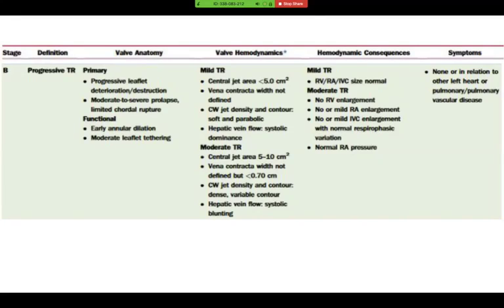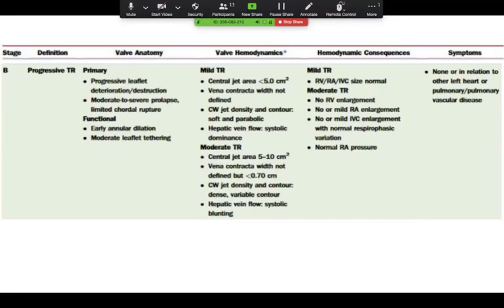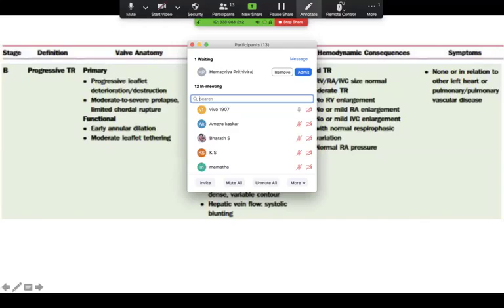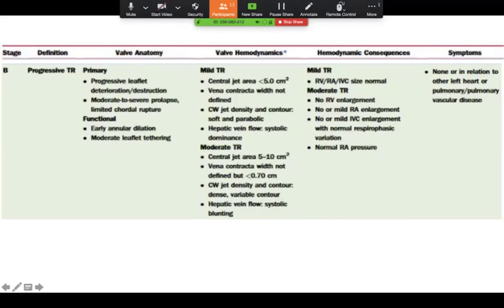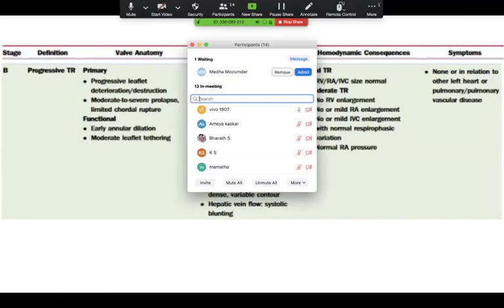So as a consequence, the hemodynamics in mild TR would be that all the chambers like RA, RV, IVC sizes will be normal. Whereas in moderate TR, even though RV enlargement is not there, there will be a mild enlargement in RA and IVC with normal respirophasic variation.